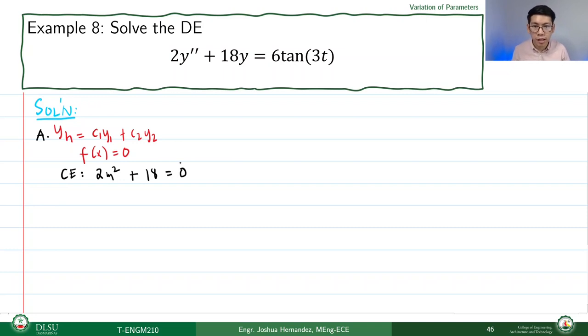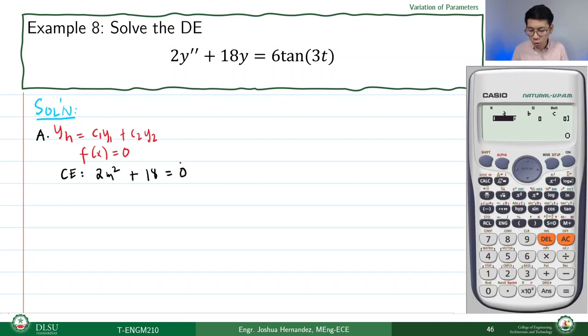And let's bring out our calculator to find out what would be our roots. Again, mode 5 and then 3 for quadratic. Then placing our values, for our m squared we have 2. We have no m, so that's 0. And for our constant, that should be 18. So our roots would be 3i. Okay? So m would be positive and negative 3i.